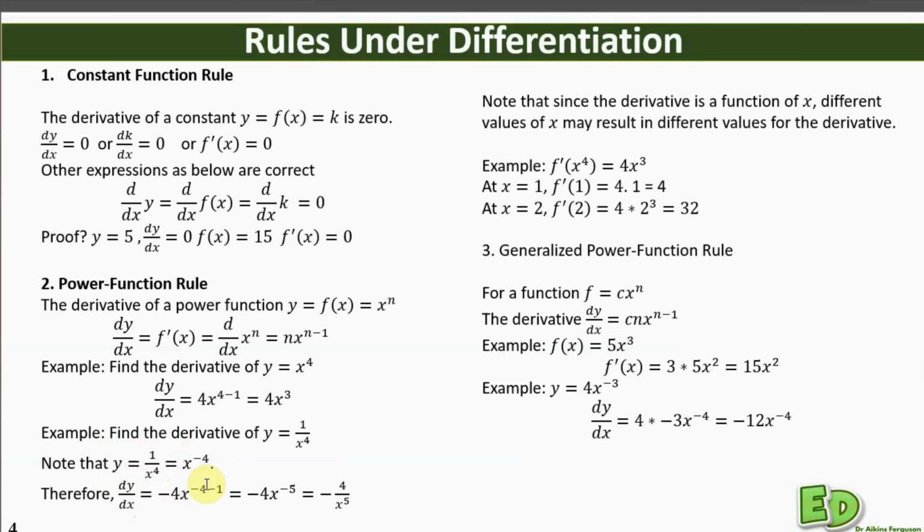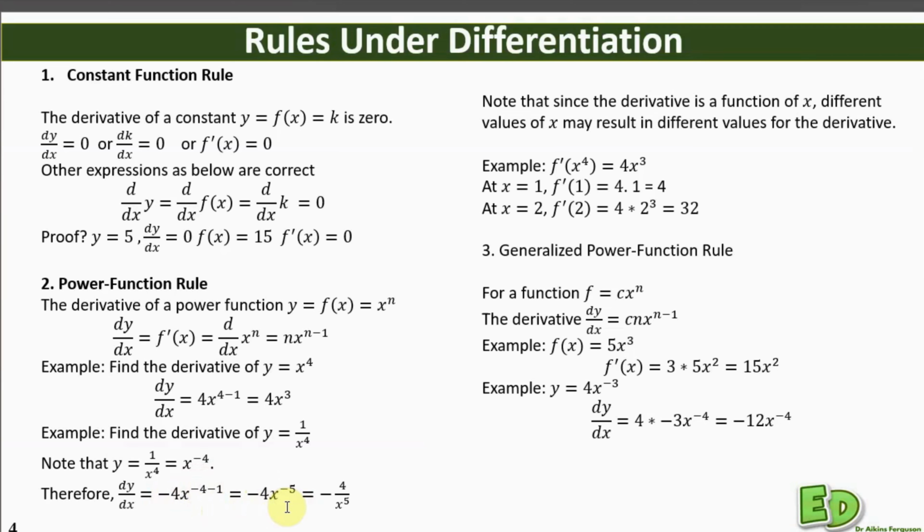4x to the power negative 4, minus 1: multiply by the power, reduce the power by 1. The coefficient of 1 here multiplied by the power negative 4 gives us negative 4. Then x raised to the power negative 4 minus 1. That gives us negative 4x to the power negative 5.